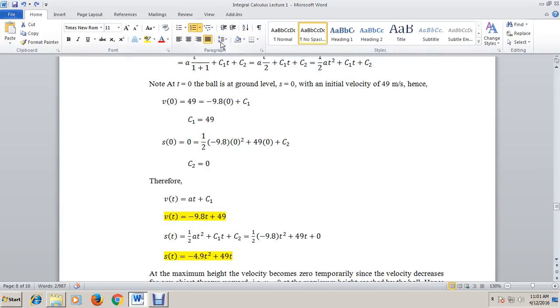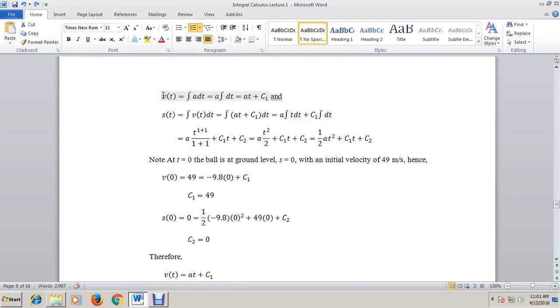So this means that the velocity at time t sub 0, making use of this expression, at plus c sub 1, is given as 49 is equal to a times t. Now a is the acceleration due to gravity.